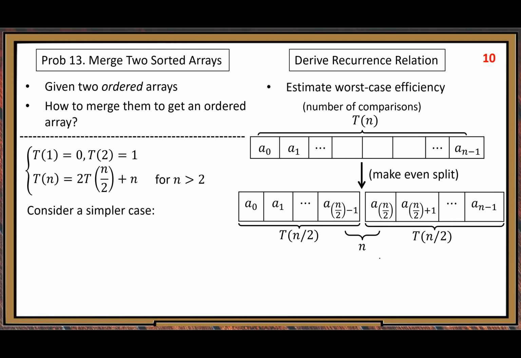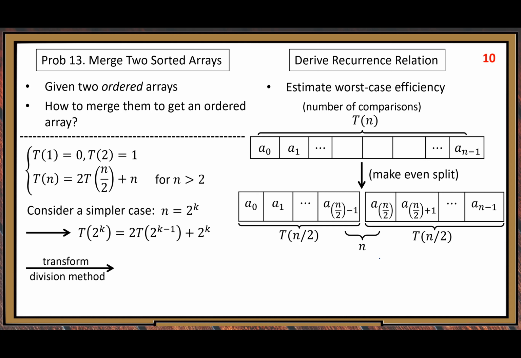Here we consider a simpler case, when n is a power of 2. In that way, n over 2 is always an integer. That's the easiest situation we want to have. So we simplify the recurrence relation like this. Then we transform it, using a little trick.